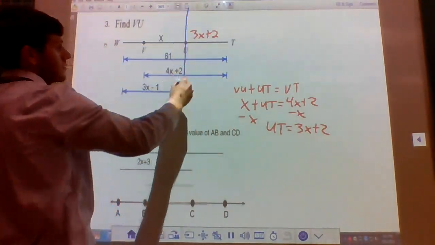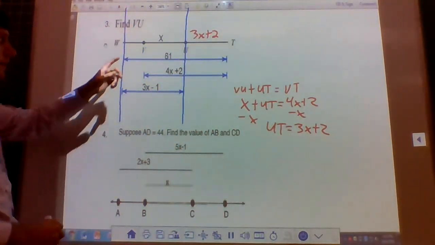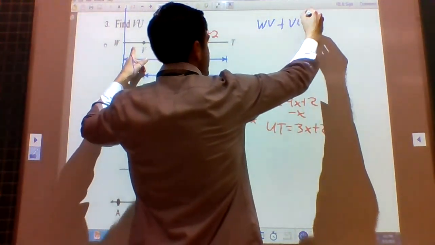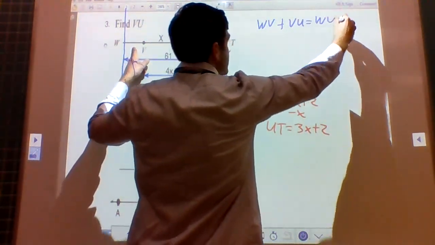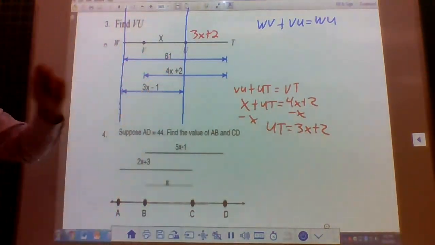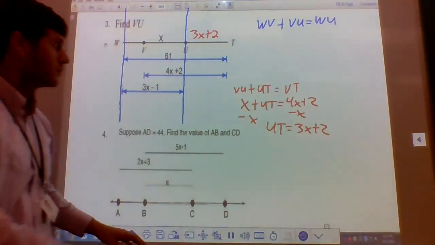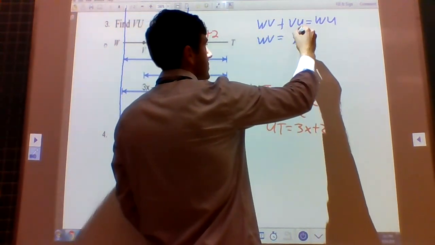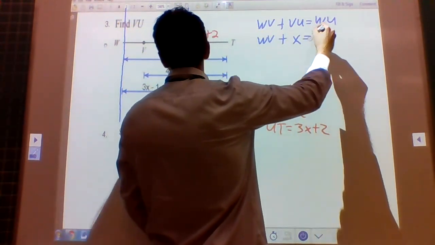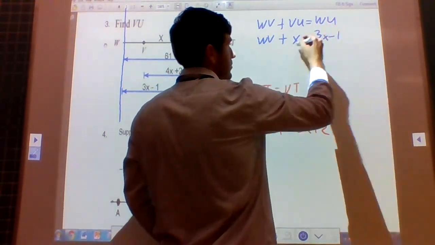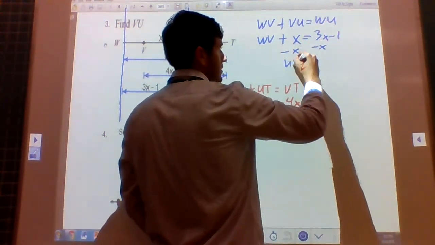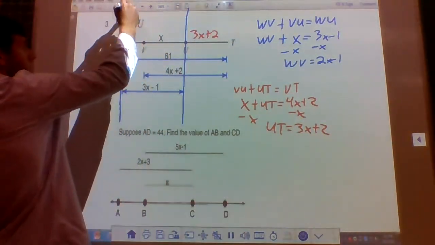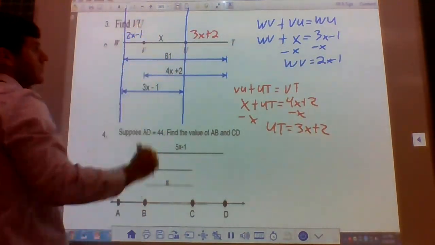Okay, let's look at this half. Here we have WV plus VU equals WU. This piece plus this piece equals this piece. We don't have WV. We know VU is X. And we know WU is 3x minus 1. We subtract x. We get WV equals 2x minus 1. So this piece is 2x minus 1.